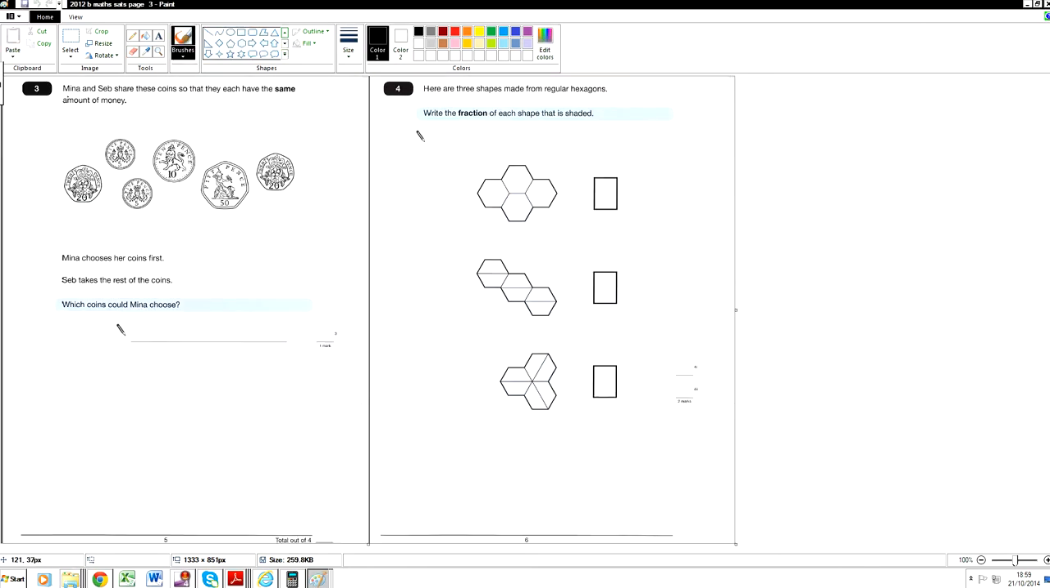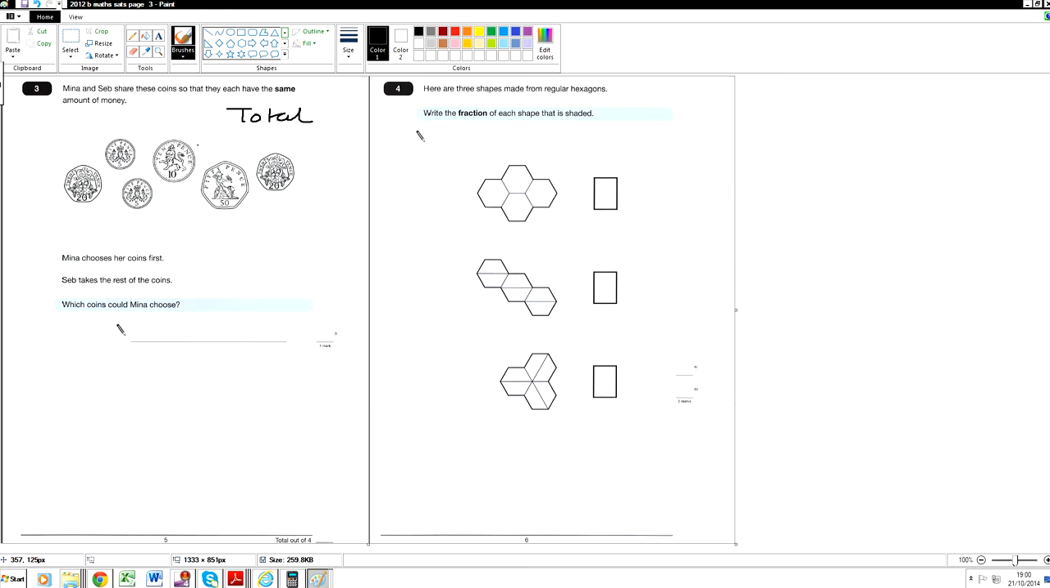Okay, question number 3. Meena and Seb share these coins so that they each have the same amount of money. So they share it equally. Meena chooses the coins first. Seb takes the rest of the coins. Which coins could Meena choose? Now, what we need to think first of all is we need to work out the total. So for question number 3, let's have Isam at the back. What was the total of the coins? First of all, we need to work out the total.